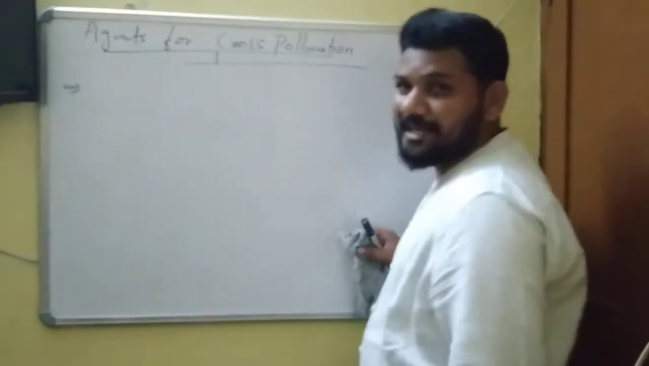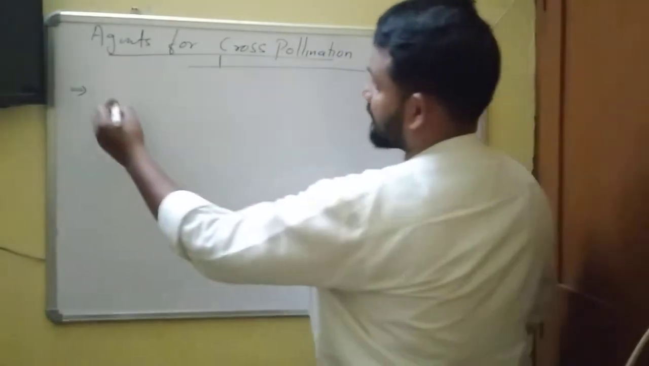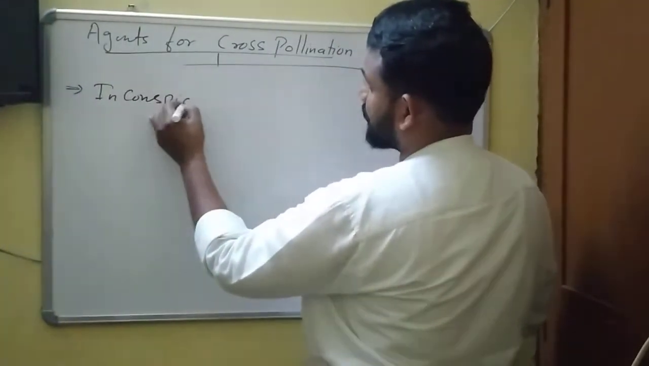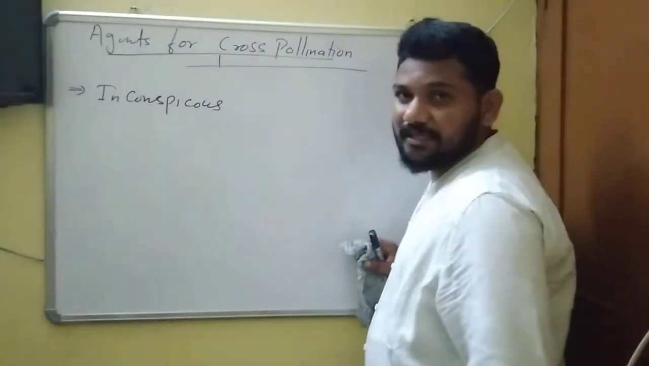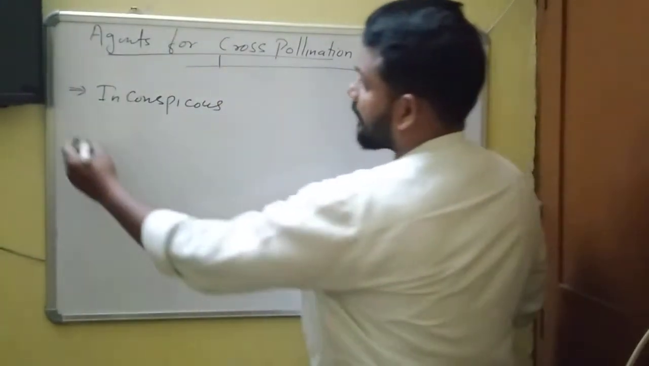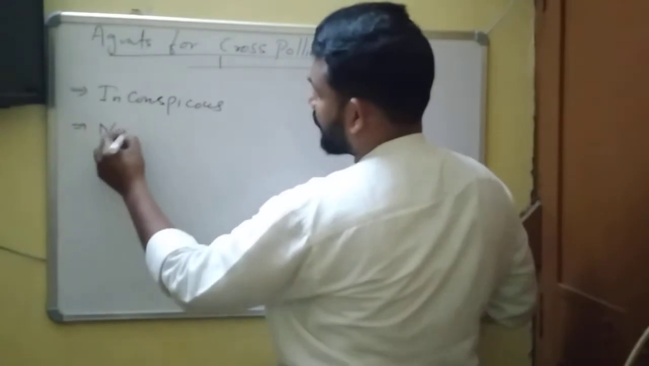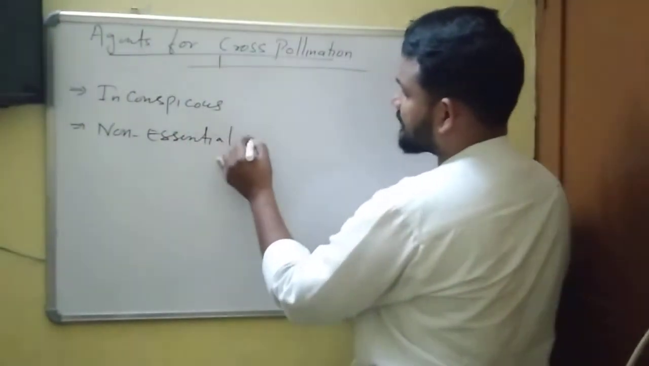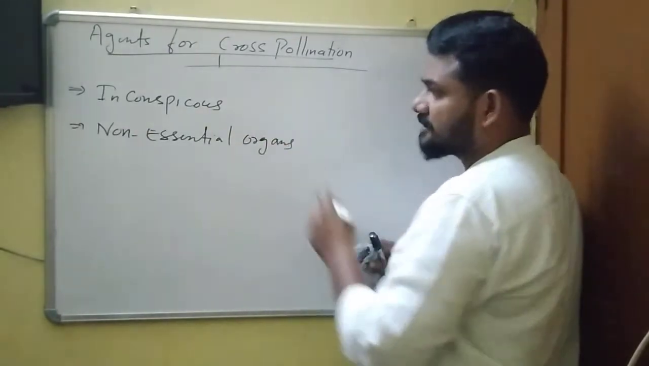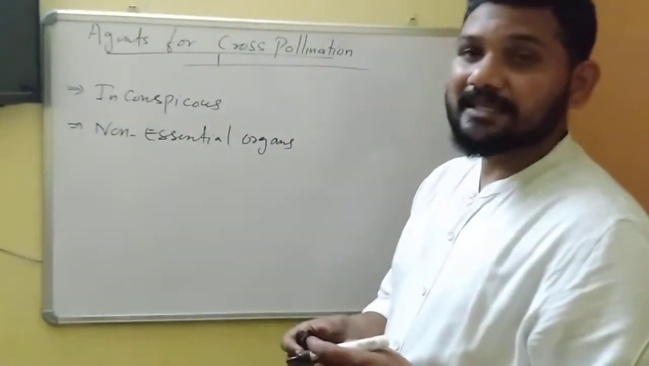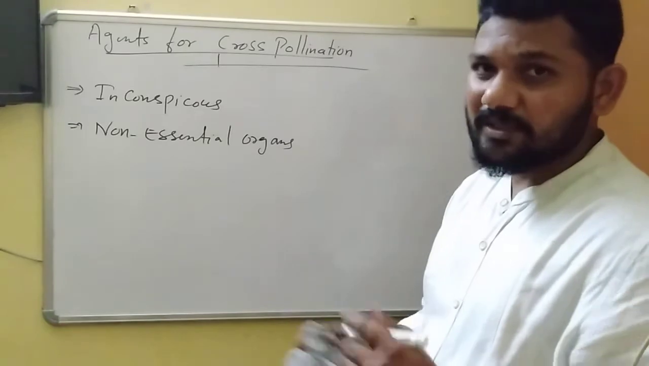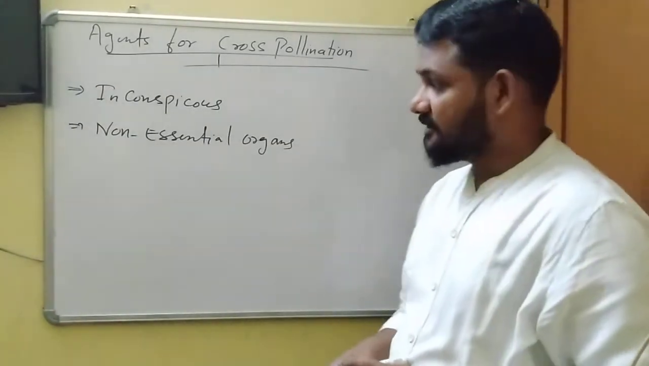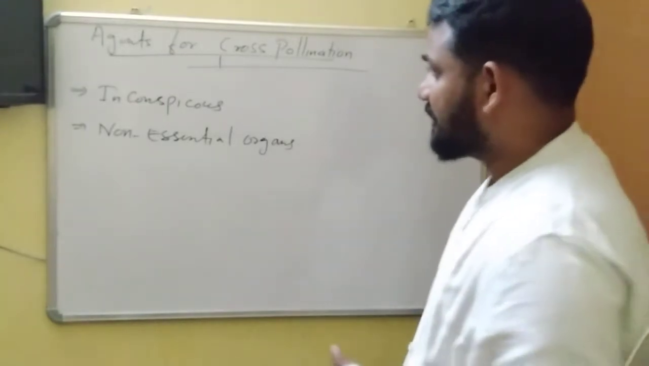Characteristics of anemophilous flowers. First character, flowers are usually inconspicuous, means they are very small, and usually non-essential organs are absent. Non-essential organs, calyx and corolla. Calyx and corolla are usually absent because they have no need to attract any other living thing. That's why usually they are absent.